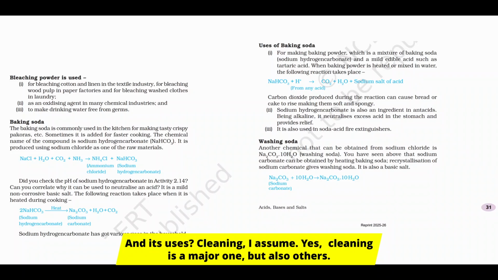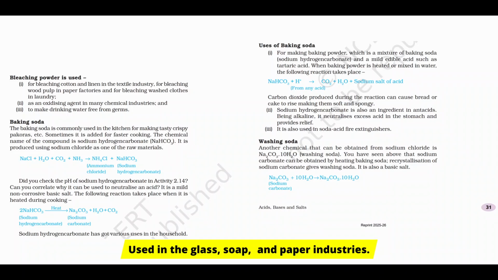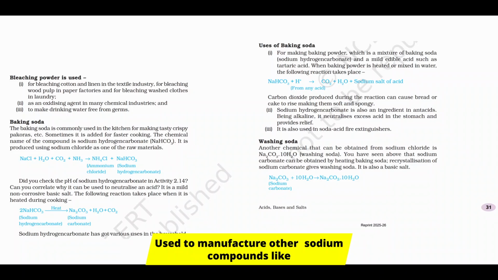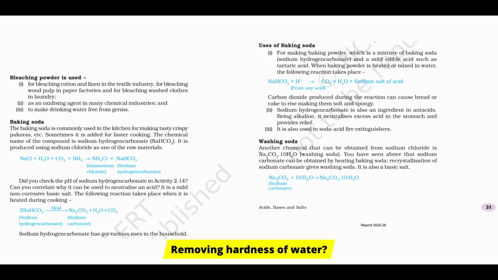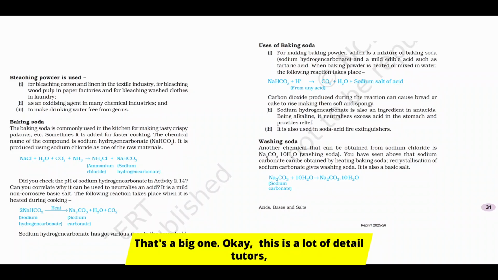Yes, cleaning is a major one, but also others. It's used in the glass, soap, and paper industries, used to manufacture other sodium compounds like borax, as a cleaning agent for domestic purposes, and a very important industrial and domestic use, removing permanent hardness of water. It precipitates out the calcium and magnesium ions that cause hardness. Removing hardness of water? That's a big one.